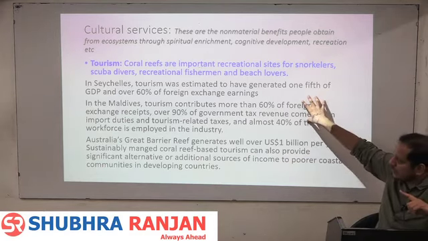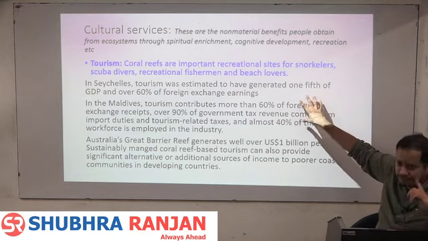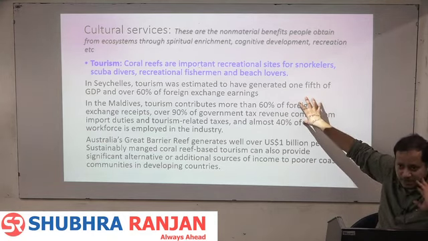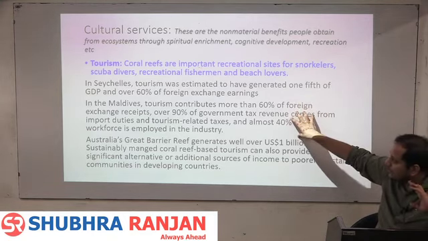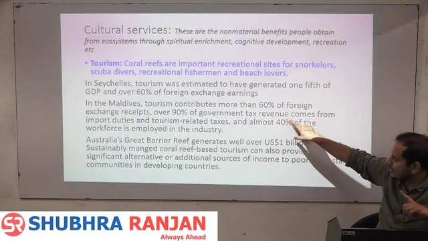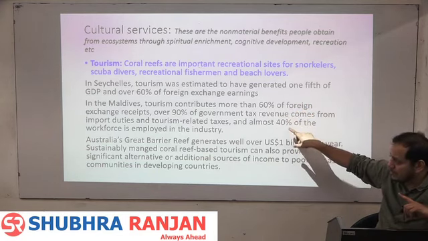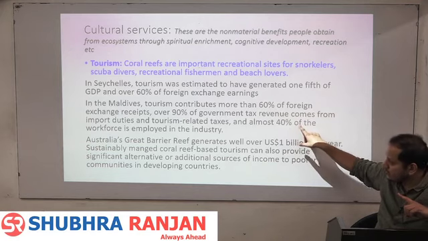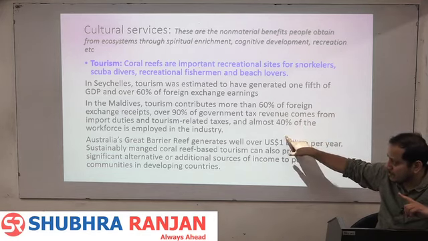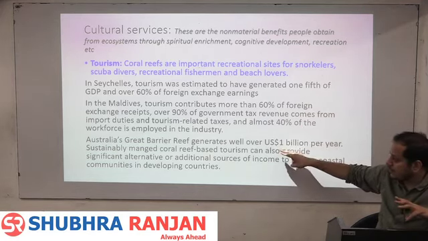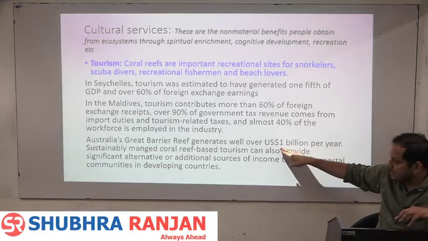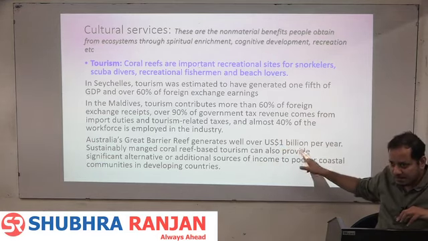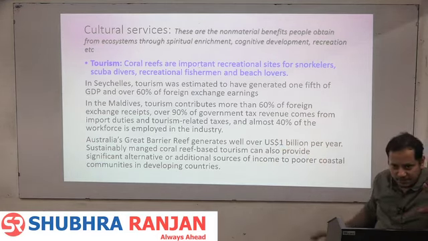Example, Seychelles tourism was estimated to have generated 1/5 of the GDP, 60% of foreign exchange. Maldives, over 90% of the government tax revenue comes from import duties and tourism related taxes, and almost 40% of the workforce is employed. Any one example will do. The Great Barrier Reef generates $1 billion per year. Fine.